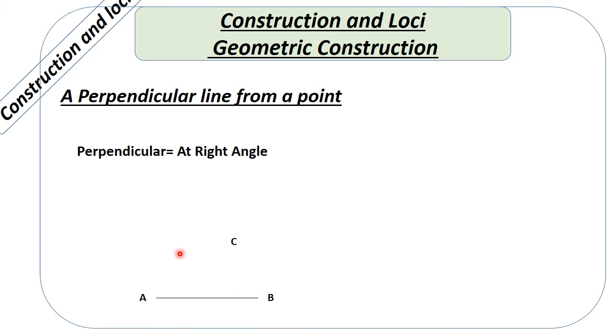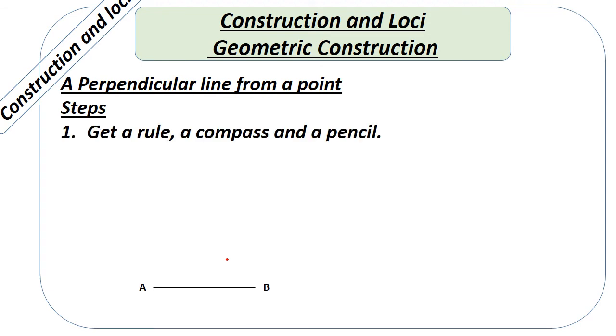Let me just show you the steps. Before I do that, I wanted to emphasize that perpendicular, of course, is at right angle. So here we don't care about bisector. We only care about perpendicular, which is a line cutting this at 90 degrees, like this.